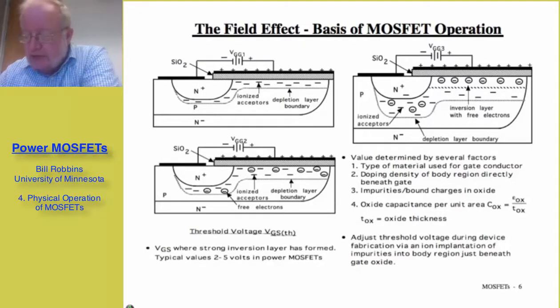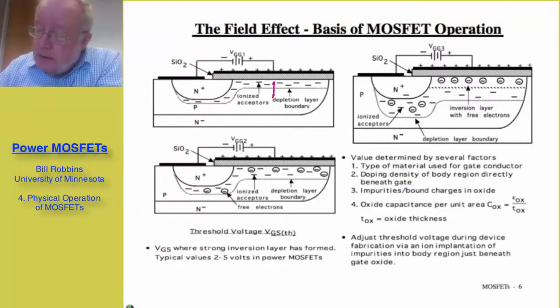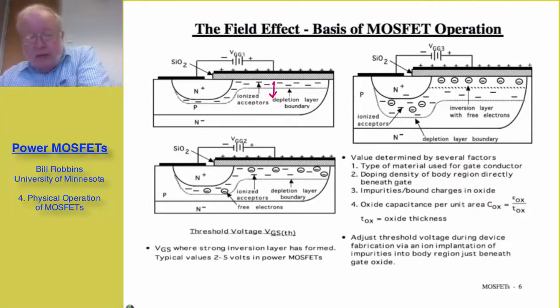If I apply a fairly small voltage to the gate, I've labeled it VGG1, we begin to put positive charge on the upper plate. That means on the lower side of the oxide, at the oxide p-type body interface, we're going to have some negative charge to compensate for that positive charge. Well, we can obtain that negative charge by creating a depletion layer and causing the depletion layer boundary to move downward, and thus exposing some of the ionized acceptor impurities which carry negative charge.